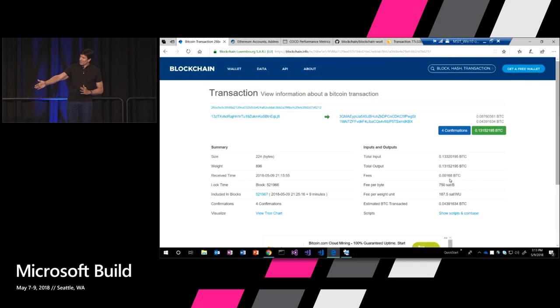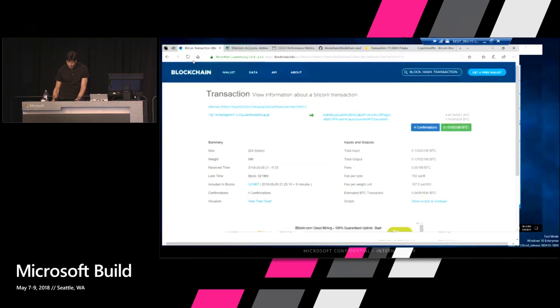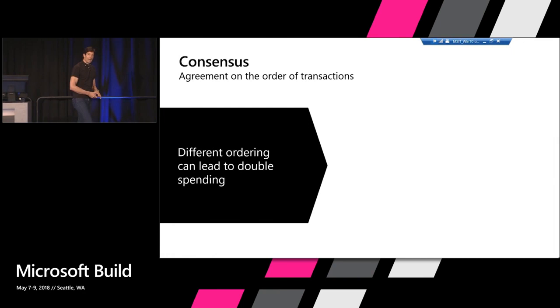So that's what a transaction looks like. Now, we're ready to move on to the next building block in a blockchain and where it gets its actual name from, and that is the blocks themselves. And to explain where blocks come from, you've got to talk about how the network agrees about transactions.